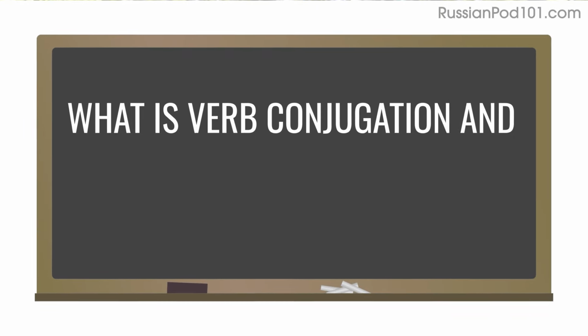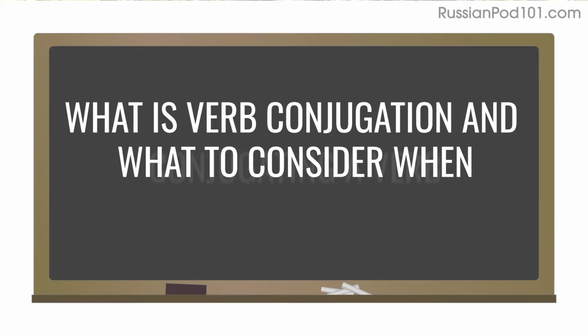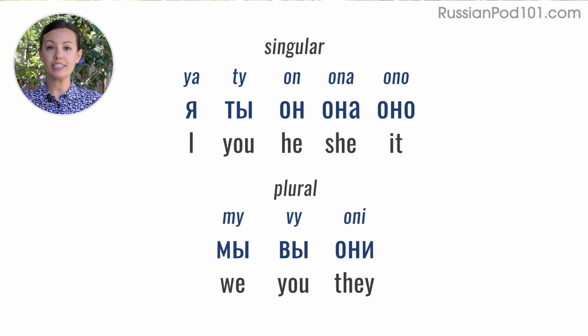The question for this lesson is, what is verb conjugation and what to consider when conjugating a verb? Verb conjugation is a change in the form of the verb depending on the number and person. Just like in English, there are 3 grammatical persons in Russian.